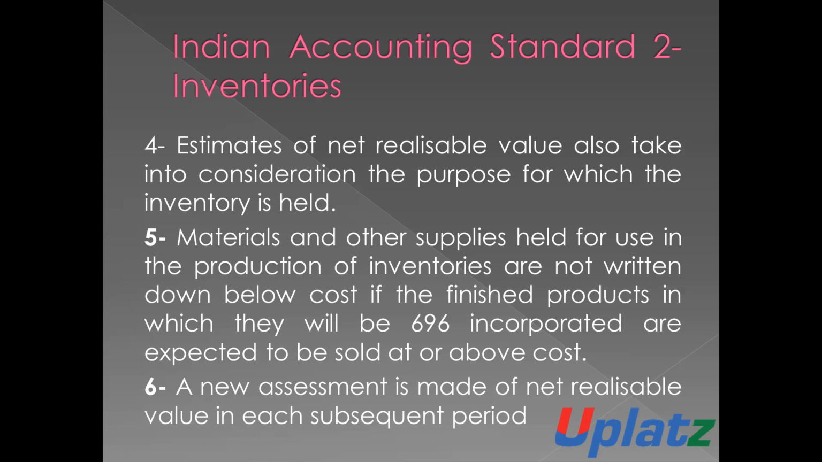Materials and other supplies held for use in the production of inventories are not written down below cost if the finished products in which they will be incorporated are expected to be sold at or above cost. That is, the materials held for use in production are not written down below cost if the finished goods are expected to be sold at or above the cost price.